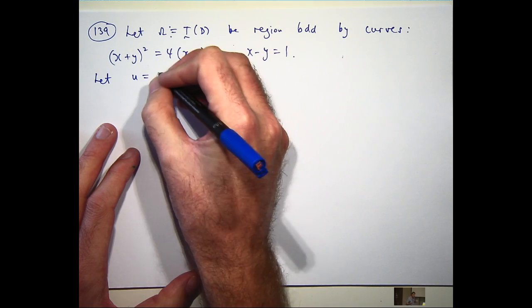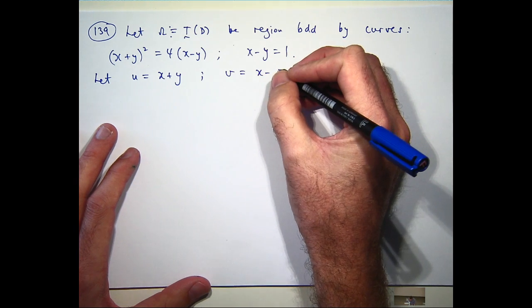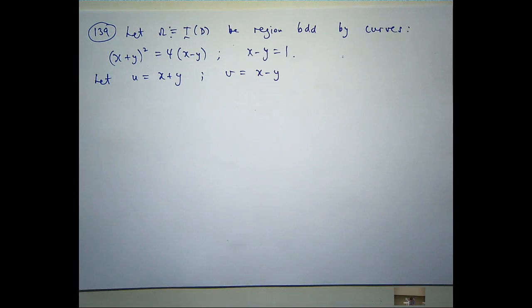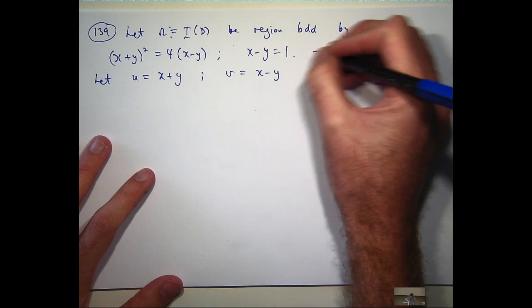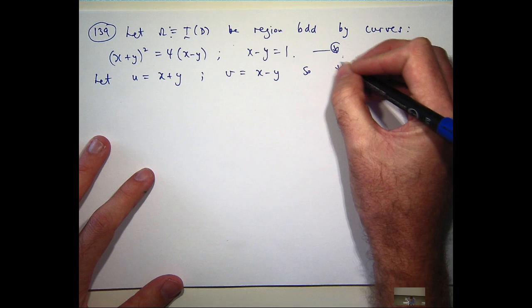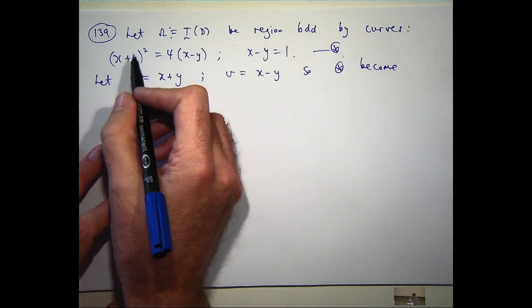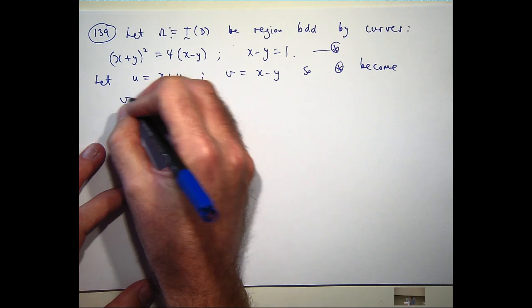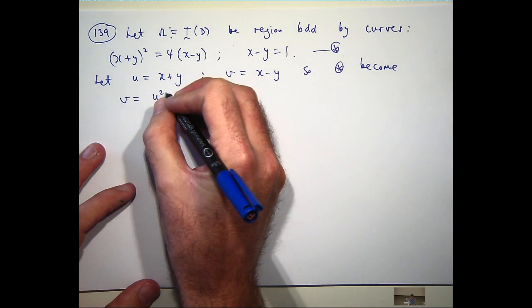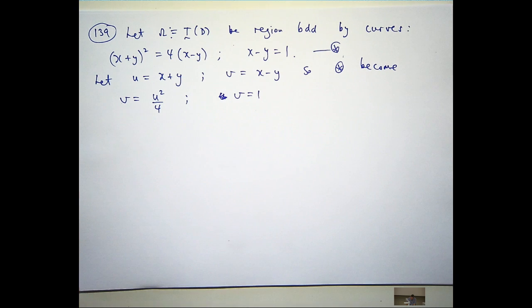So we're asked to let u equal x plus y and v equal x minus y. So our equations here will then simplify. They're going to become the following. I divide there, and I'll get v equals u squared on 4 and v equals 1.